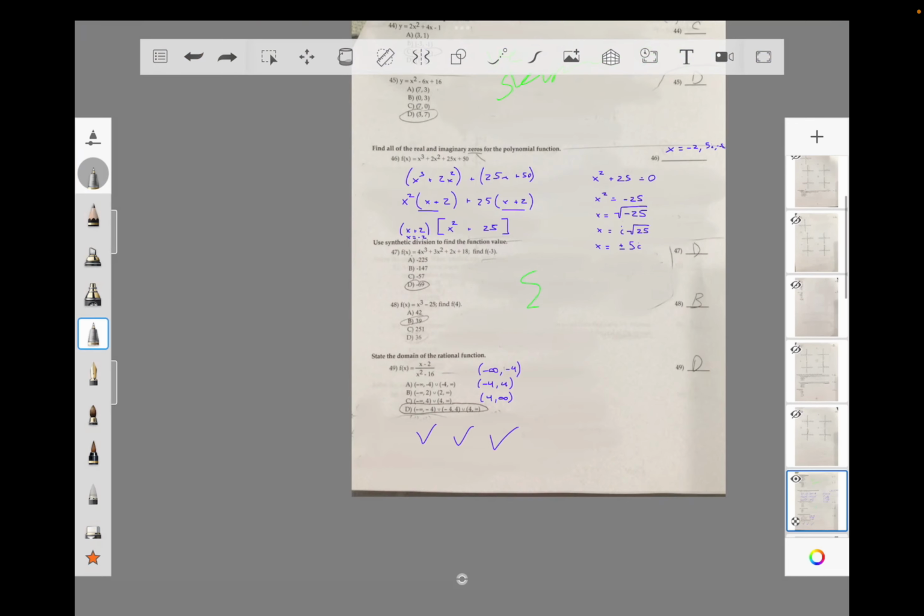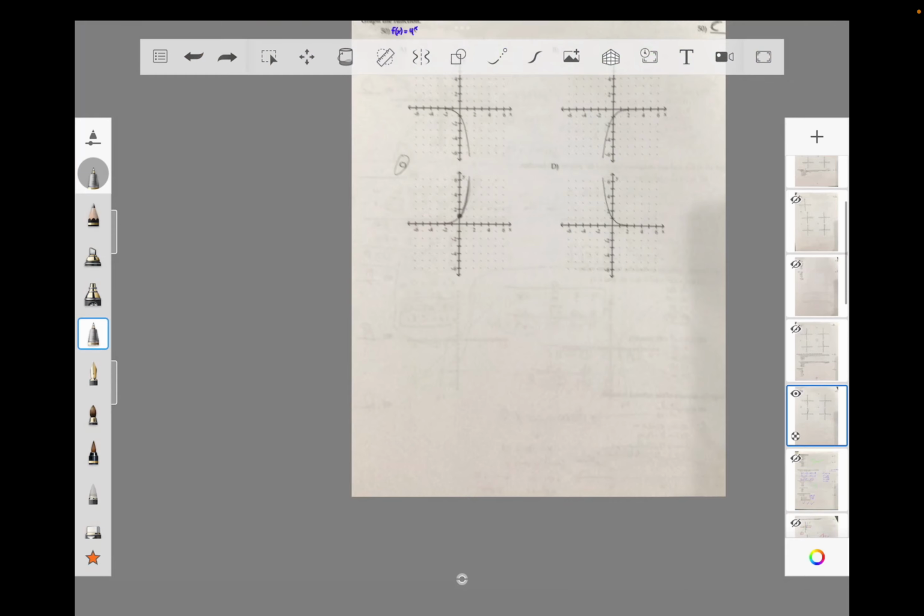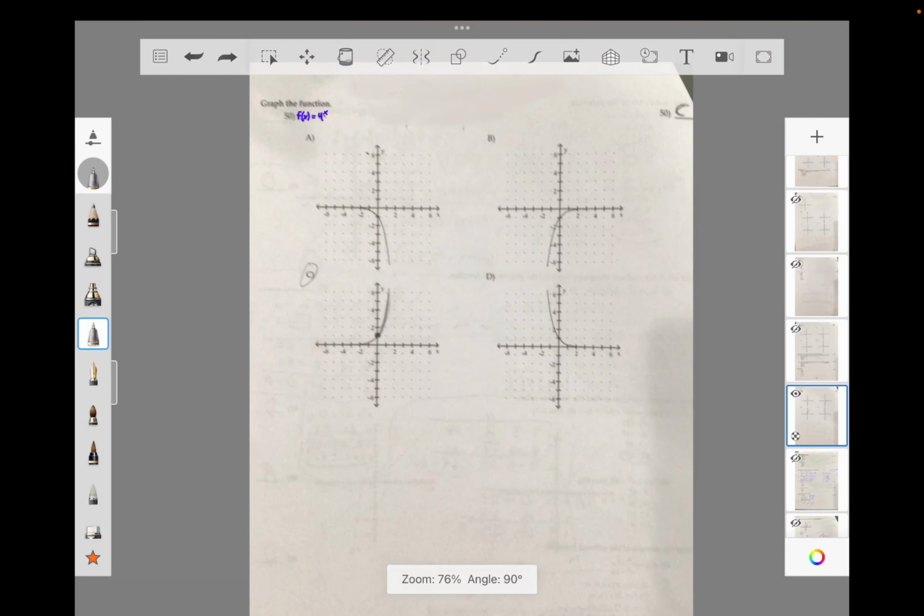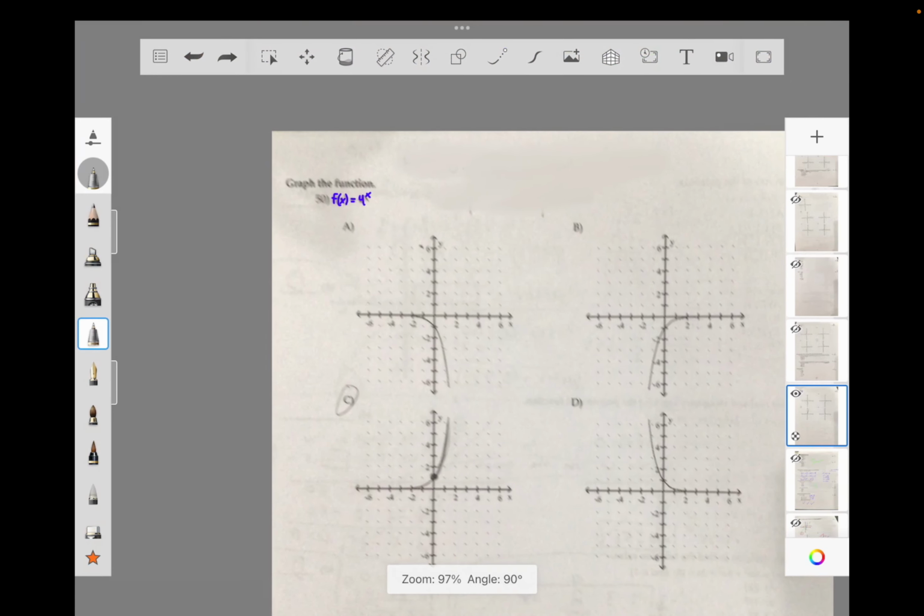I got 1, 2, 3, 4, 5, 6, 7. 7 plus the ones I skipped. Oh! Right. I took a bad picture.